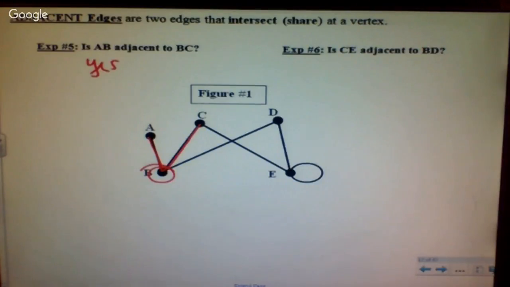Is CE adjacent to BD? No. CE cuts down like this, and BD cuts up like this. They don't share any points in common. This is not a point. There is no dot there. Okay, so this is a no. All right.